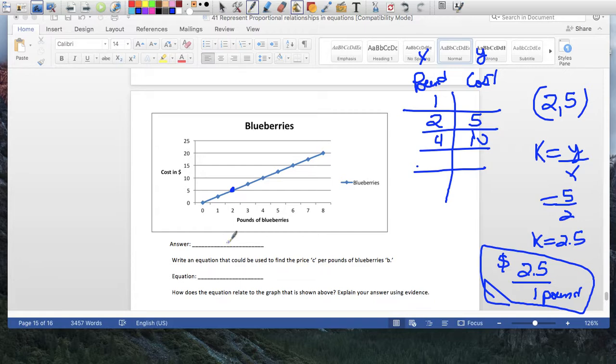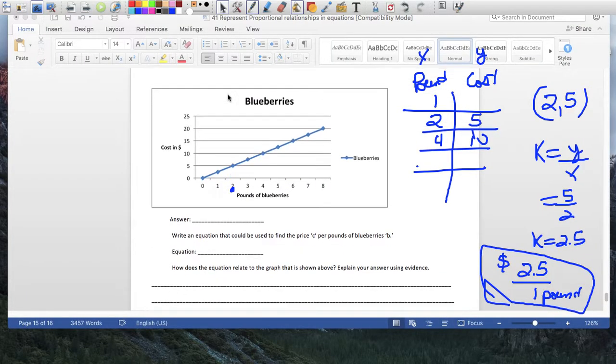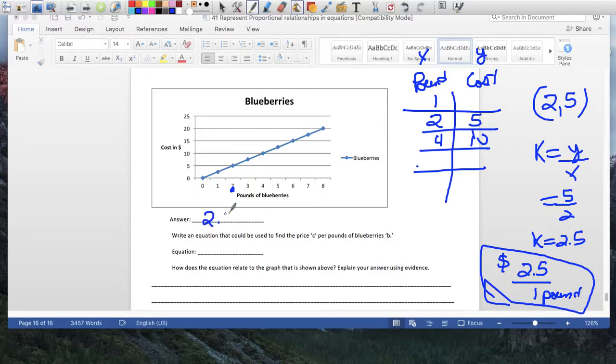So my equation, so I forgot what the first question is. What's the question? What's the constant of proportionality? The constant of proportionality is 2.5. So my equation is going to be y equals 2.5x. Okay, for every pound that you buy, you pay $2.5. Okay. How does the equation relate to the graph that is shown below?